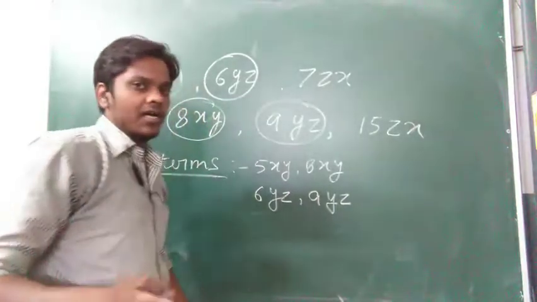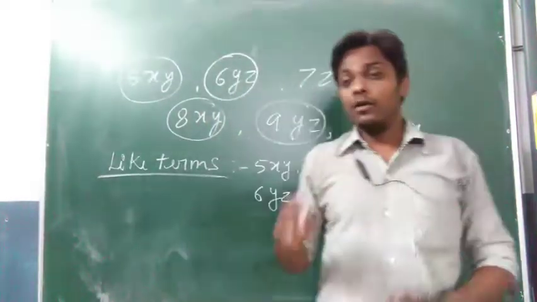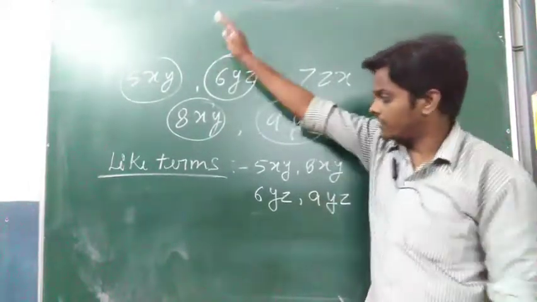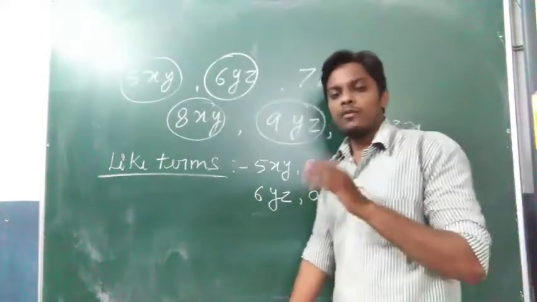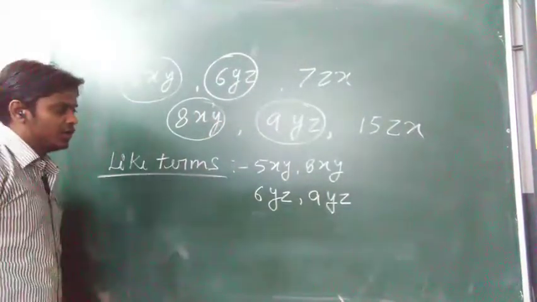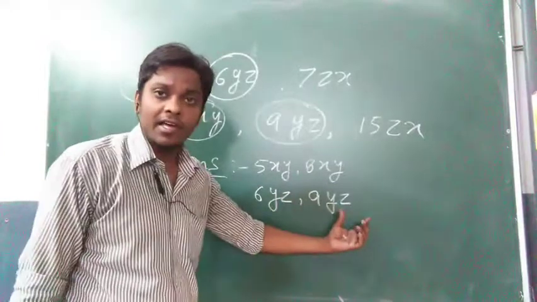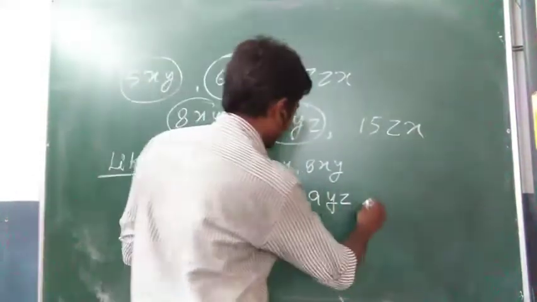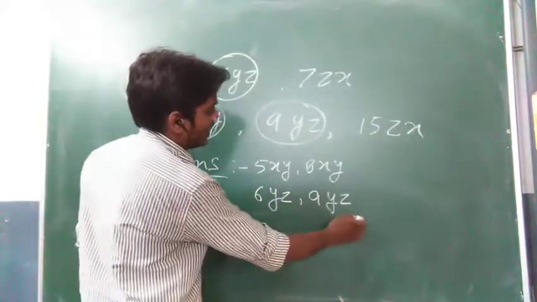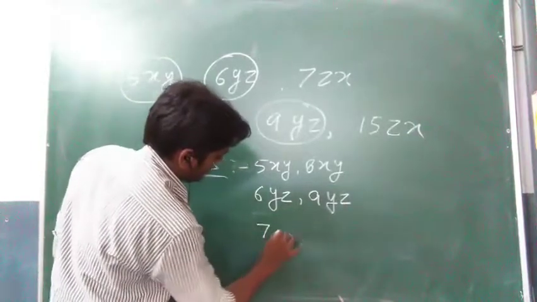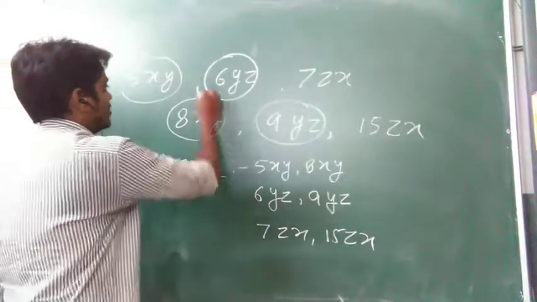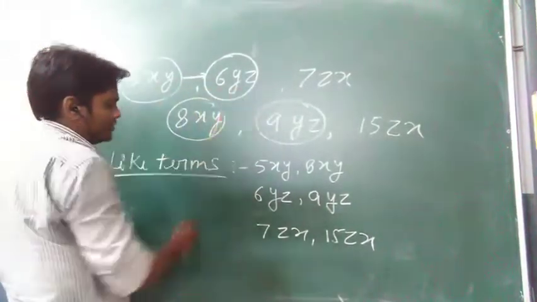See beta, if you have a visibility issue, then listen very carefully to whatever I am telling you. Whatever I am writing on the board, in the same way I am speaking also. So be very attentive while watching this video. So 5xy, 8xy, 6yz and 9yz. Okay. So 6yz like term 9yz, 7zx, 15zx. These are the like terms.